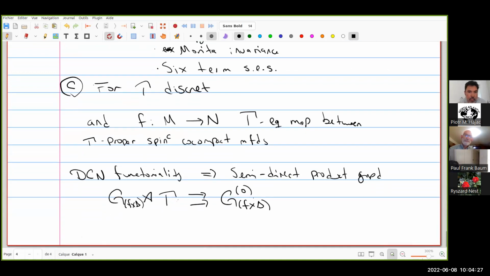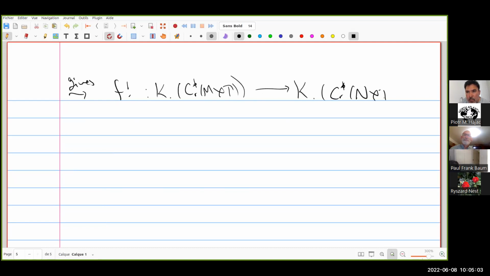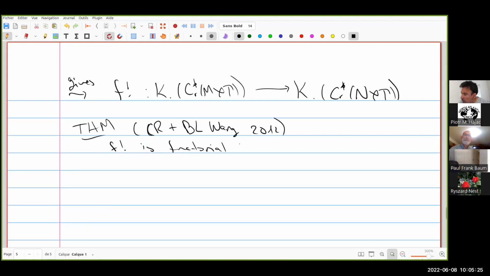So with this observation, one can show, and this is what I did with Bailing some years ago, that this gives a Shrink map between the C-star algebra of M cross product with gamma, remember these M's are proper manifolds for the moment, and here I will put N. The theorem that I proved with Bailing, perhaps in 2012, so already 10 years ago, is that the Shrink map is functorial, even for more general groupoids, even twisted groupoids.